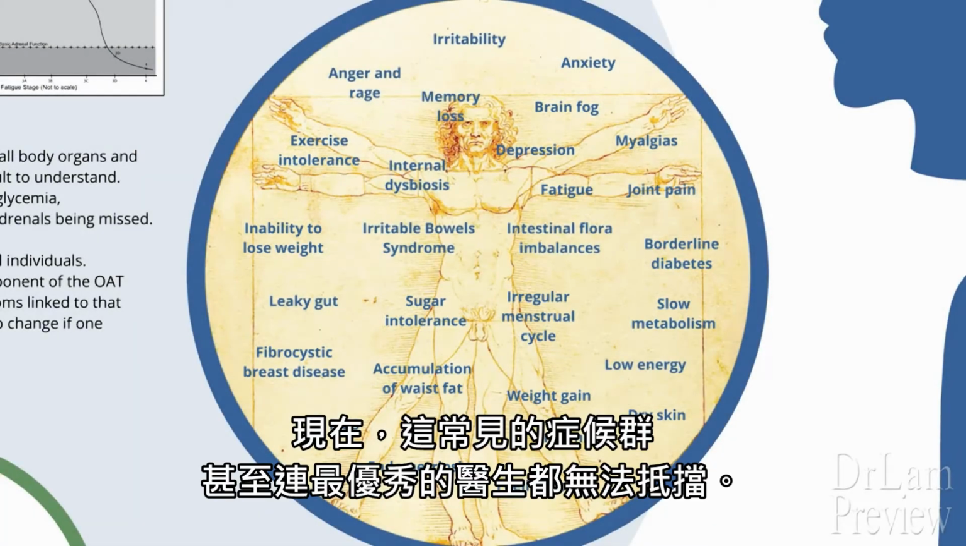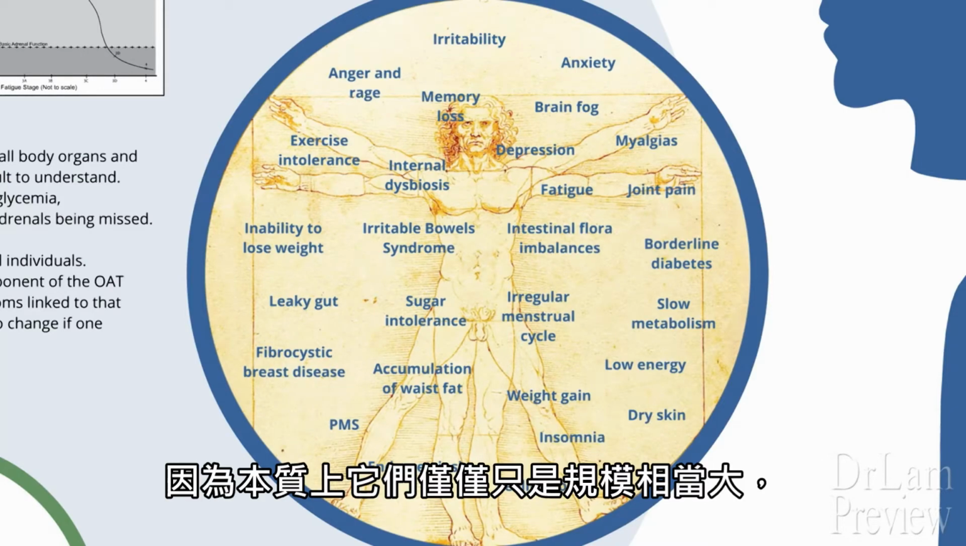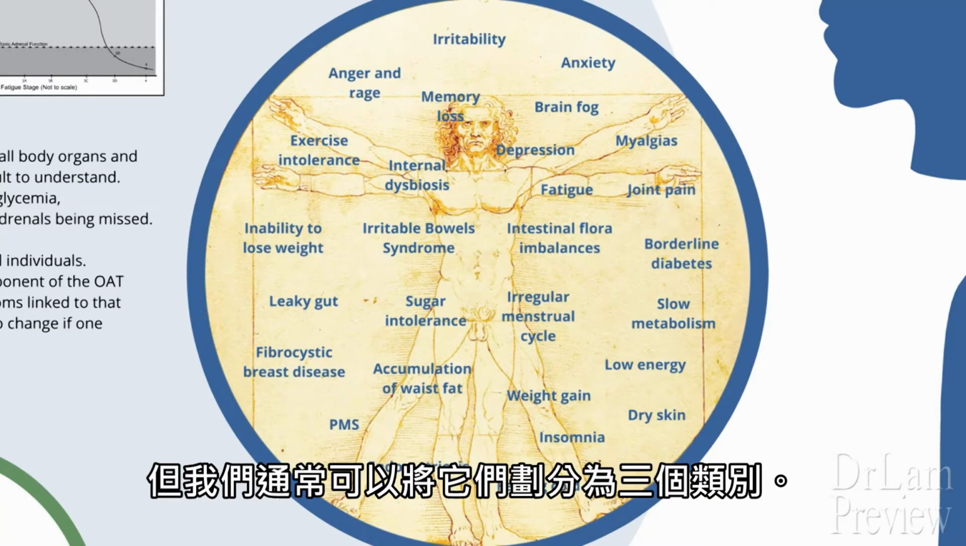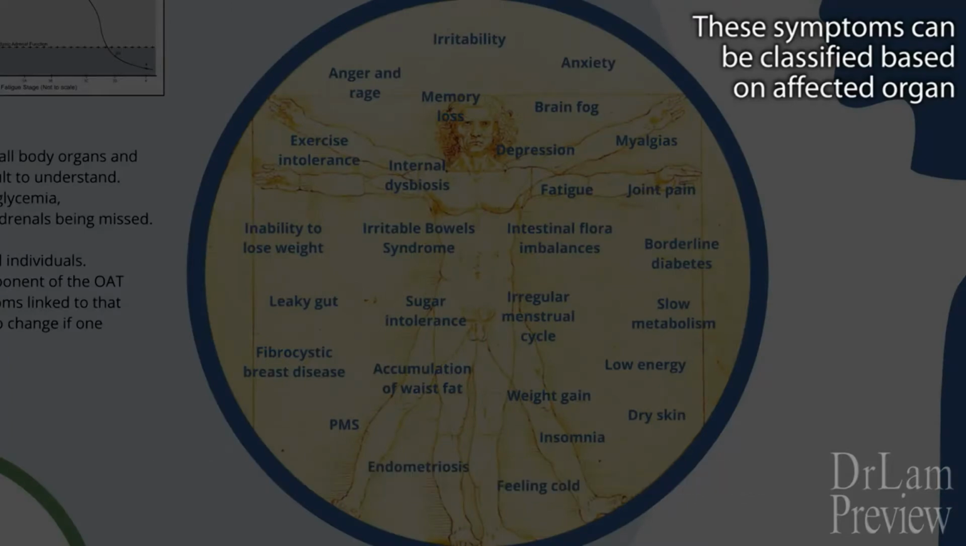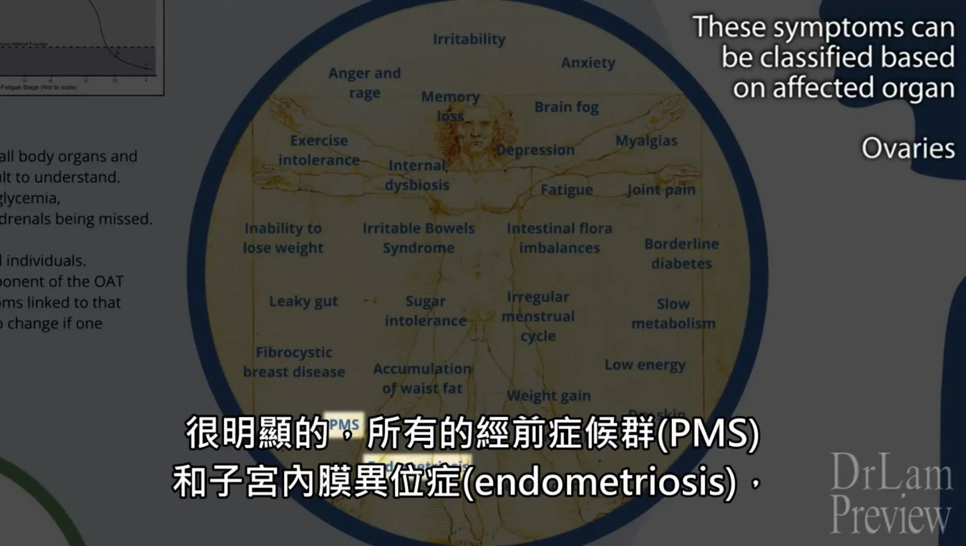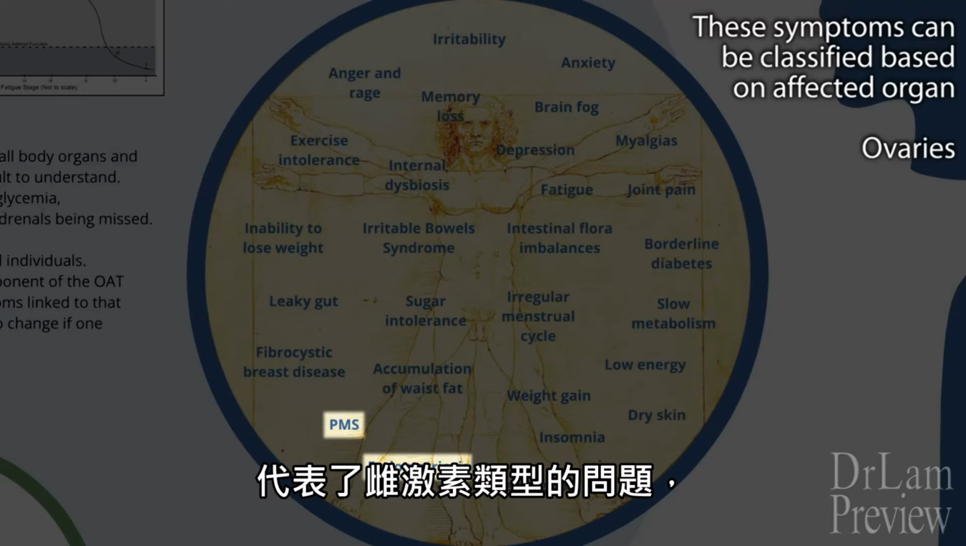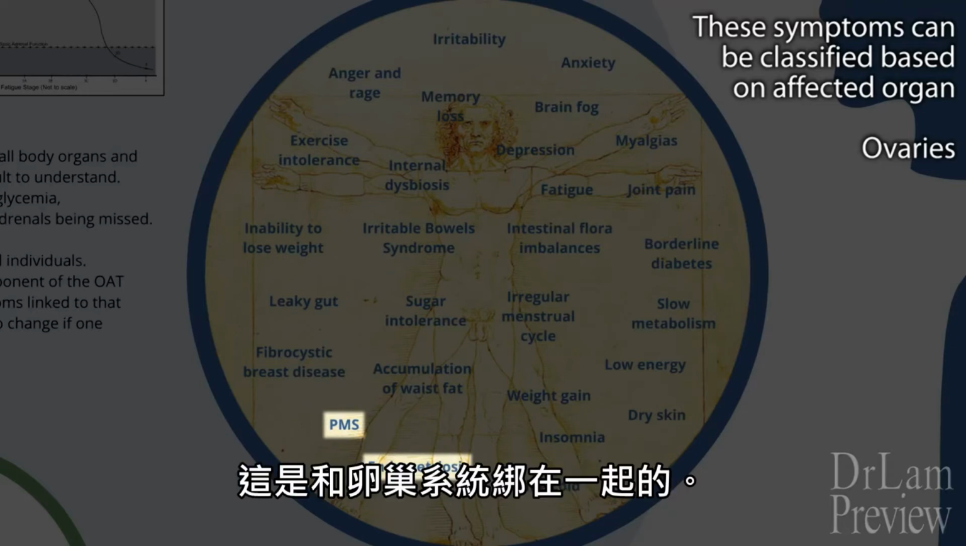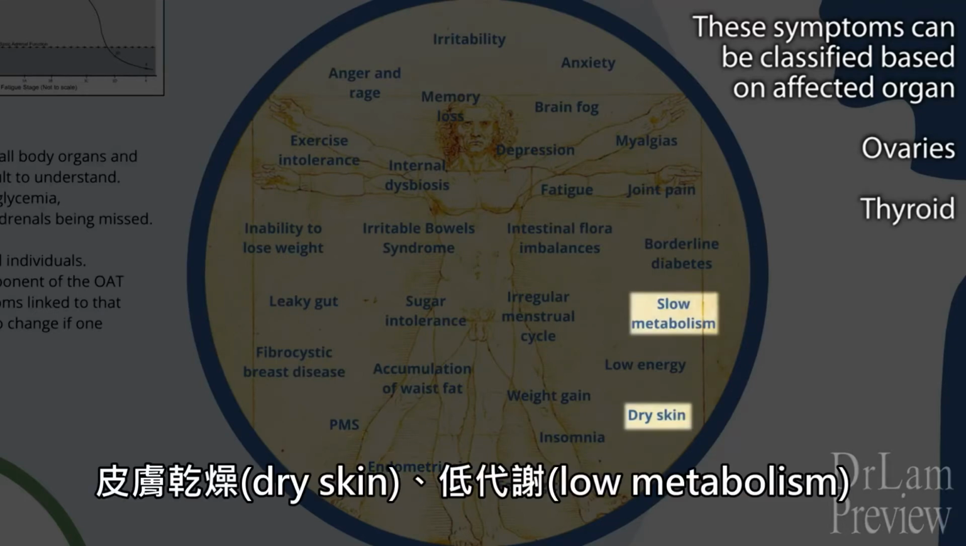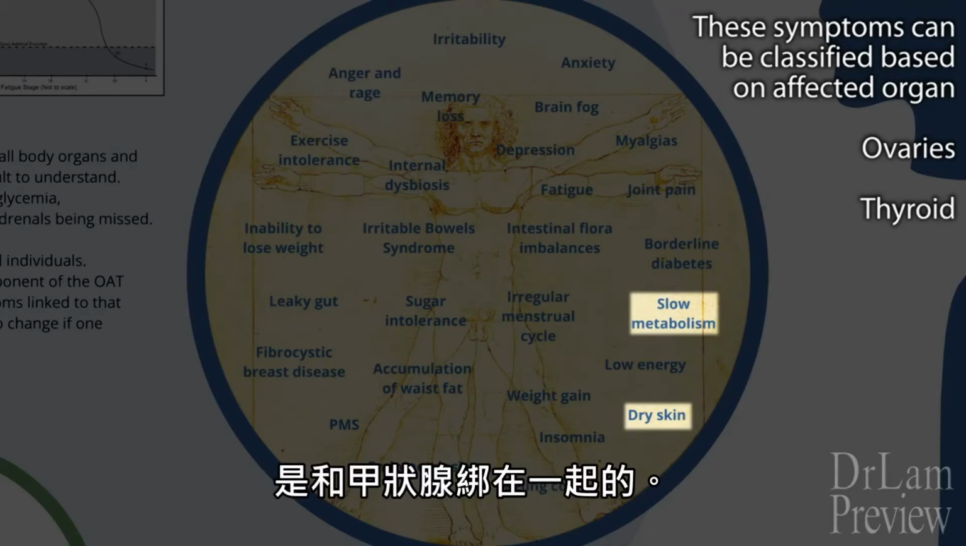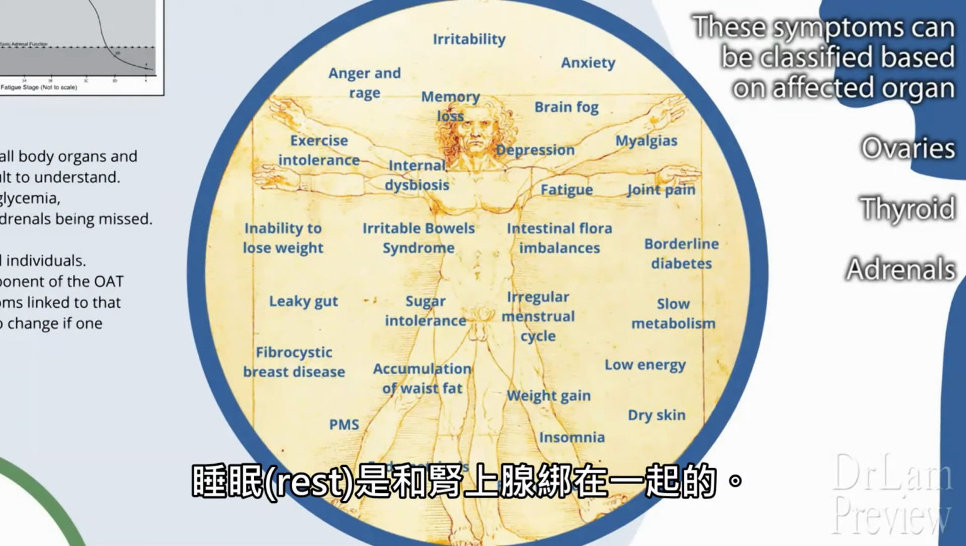Now, this group of convoluted symptoms is overwhelming to even the best of physicians because they're simply quite massive in nature. But generally, you can divide them up into 3 classes. Obviously, all the PMS, endometriosis represent estrogen-type problems that are tied into the ovarian system. The dry skin, the low metabolism are tied into the thyroid, and the rest ties into the adrenal system.